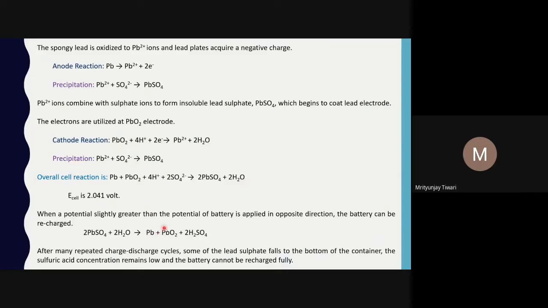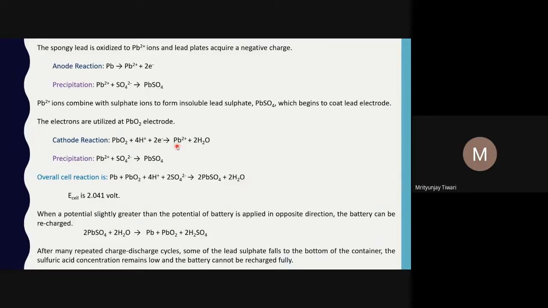When a potential slightly greater than the potential of the battery is applied in the opposite direction, the battery can be recharged. And so once you provide a slightly higher potential in the opposite direction, the cell will be recharged. How will the recharging of this cell happen? The non-spontaneous reaction will take place, and the non-spontaneous reaction that we see in this case is the electrolytic process. The reaction will be happening in the opposite direction. In the forward direction, the reaction was spontaneous.